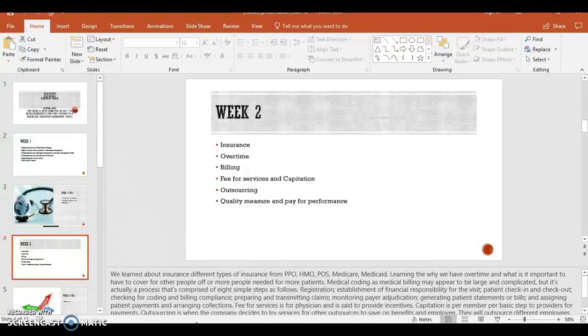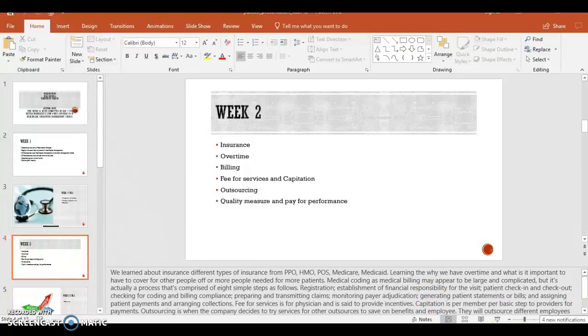Medical coding and medical billing may appear to be large and complicated, but it's actually a process that consists of 8 simple steps to follow. Registration, establishment of financial responsibility for the visit, patient check-in and out, checking for coding and billing completion, preparing and transmitting claims, monitoring payer adjustments, generating patient statements or bills, and assigning patient payments and arranging collections.